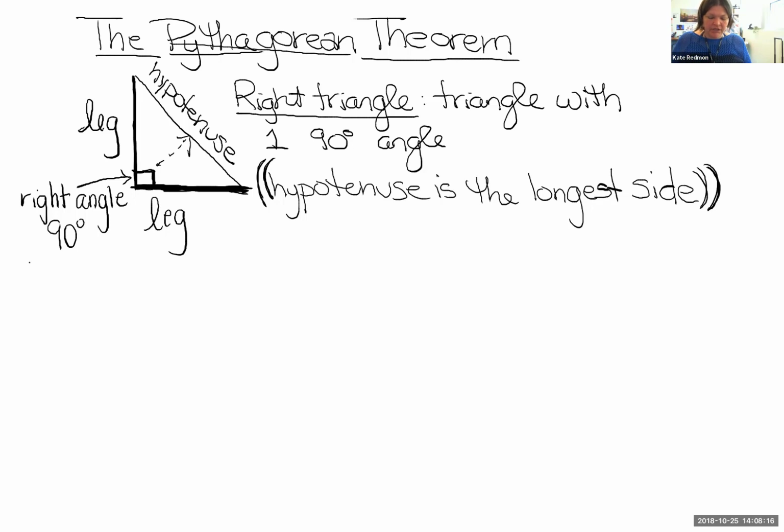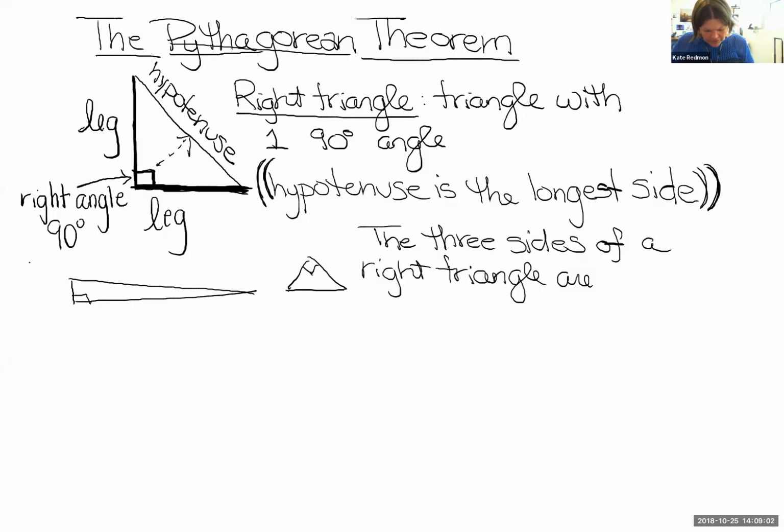That being said, now that we know this information, I have really good news for you. Every right triangle in the entire world, regardless of its measurements. So little right triangles, big right triangles that have one really small side and one really long side, right triangles that are rotated in space but are still right. Every right triangle, regardless of size, shape, or rotation, has a relationship between its three sides. The three sides of a right triangle are related. Now, it's interesting because that relationship is not easy to see at first.